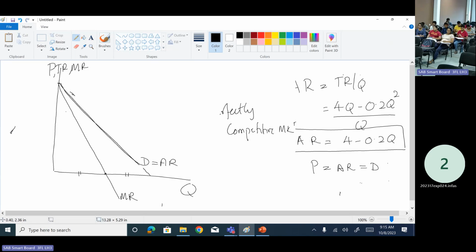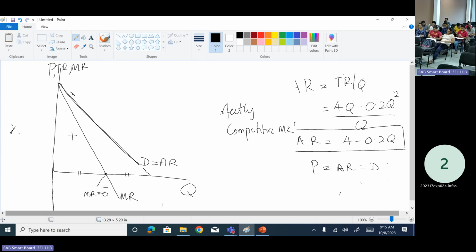Here we see the slopes are very different. Why? Because normally the marginal revenue is double as steep as the average revenue. This is the point where marginal revenue equals 0. In this area marginal revenue is positive; hereafter marginal revenue becomes negative.